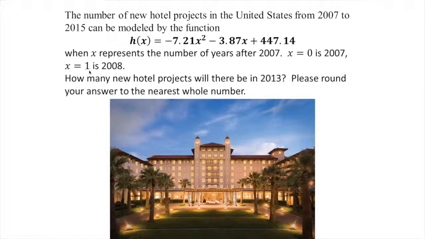In 2008, x is 1. Let's say if it's in 2010, x is 3. That'd be 3 years after 2007. So it says how many new hotel projects will there be in 2013? Well, in 2013, we've got to determine what our x value is going to be. So we look at this one. It represents the number of years after 2007. So 2013 is 6 years after 2007. So x should equal 6.